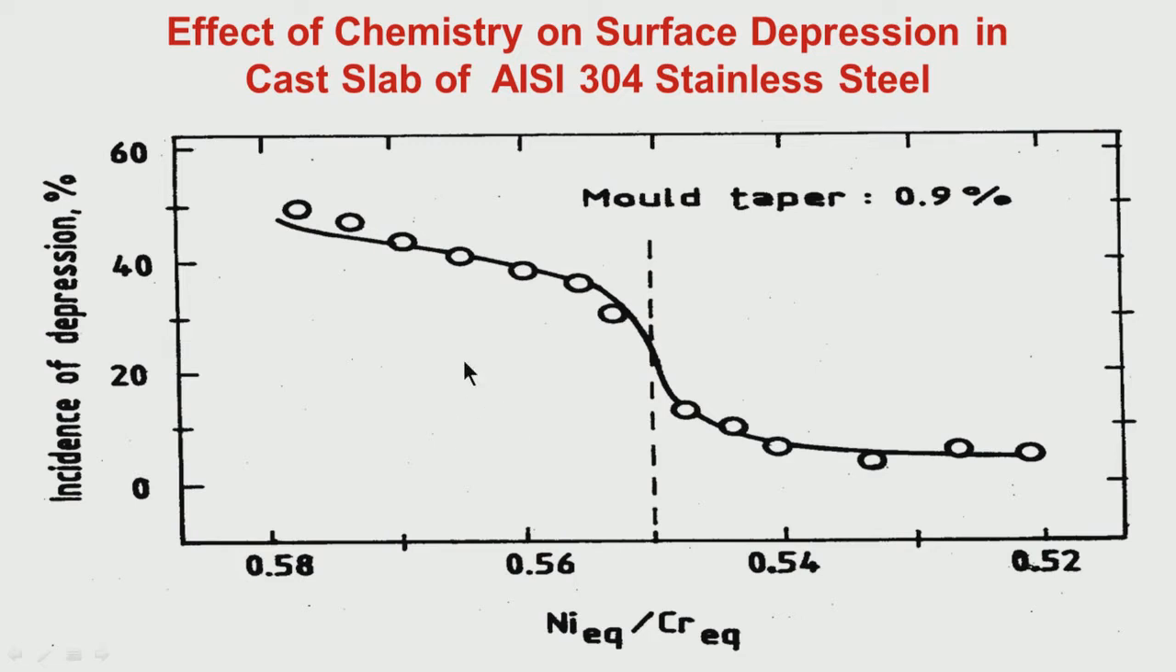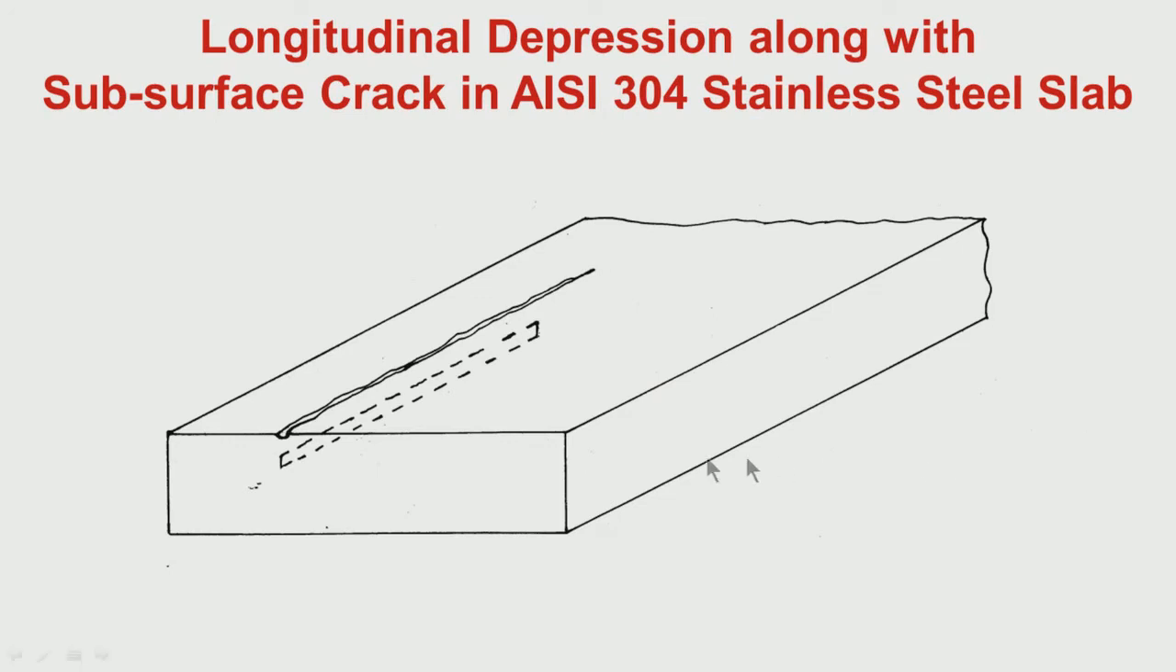Here what we are showing is the incidence of depression. That means we find out how many depressions are there, longitudinal or transverse. Let us talk about longitudinal for the time being, because I have shown you a longitudinal depression. You can have a transverse depression also, you can have deep oscillation marks also in this type of grade. But let us now concentrate on longitudinal depression along with subsurface crack.